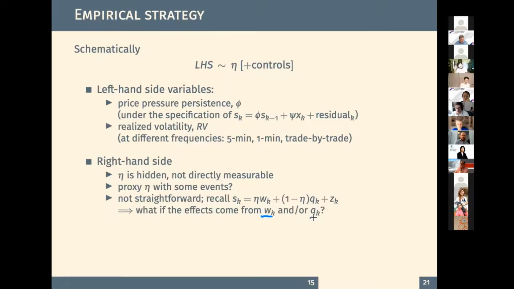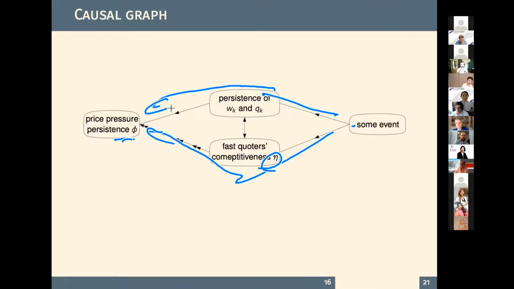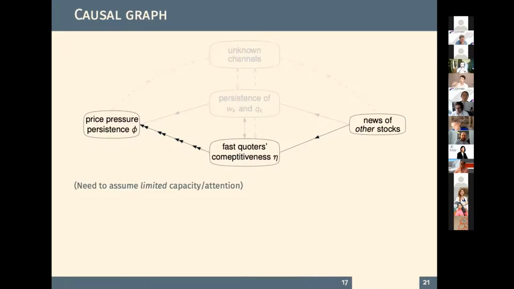So it's kind of difficult to tell apart whether the event that I'm looking at is affecting the parameter I want to look at or the components of this weighted average, right? So just for graphical illustration, if I want to study this channel, how the competitiveness or attentiveness is affecting the price pressure phi. When I shock some event, this can also go through the other channels, and maybe there are some unknown channels. Right? So the channel I sort of try to utilize here is the shock of news about some other stocks. So hopefully then this will only go through the attention constraint, assuming that the faster traders do have such attention constraint. So it only goes through the eta channel.